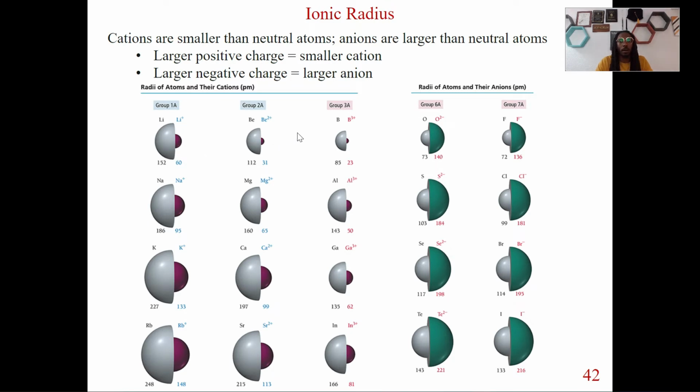And then if we go on the anion side and look at fluorine, fluorine is normally 72, but once it gains that electron, now the radius is bigger. So this all makes sense. Anions are gaining electrons, and because they're gaining electrons, the radius is going to change. Cations are losing electrons, so because they're losing electrons, the radius will change.